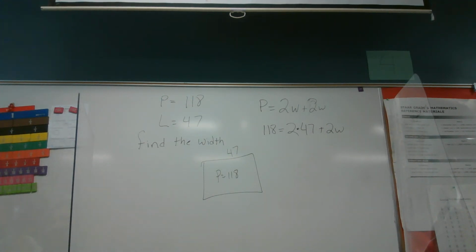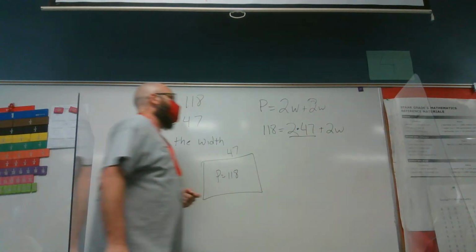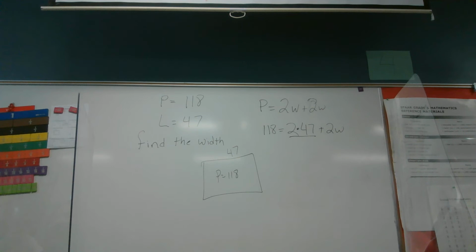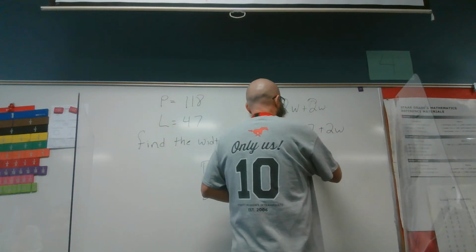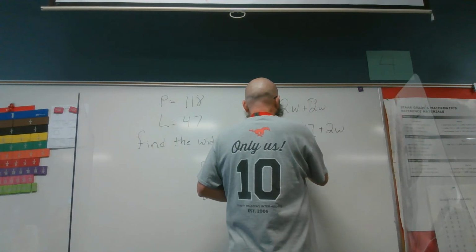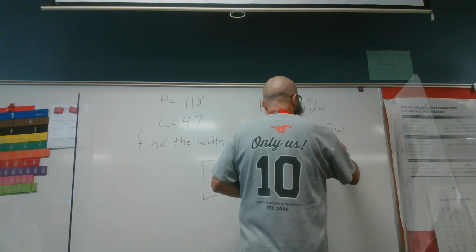All right, so let's see what happens if I replace the two variables that I know. If I replace the P with 118 equals 2 times, what's the length? 47 plus 2 times the width. Now I can solve part of this equation because I can solve my 2 times 47. And 2 times 47 is what? 2 times 47 is 94. So 118 equals 94 plus 2 times something.